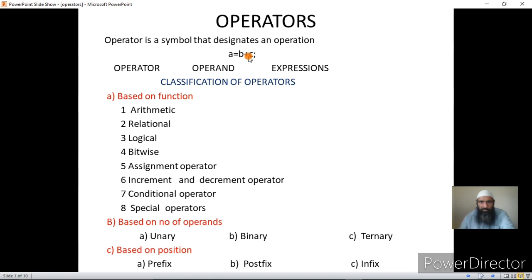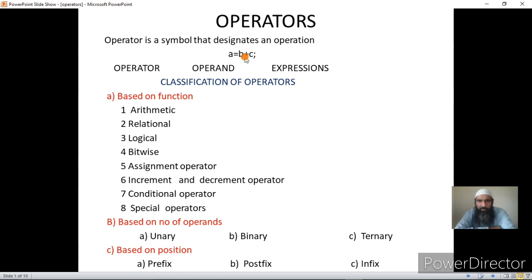Therefore, B and C are called operands, and the combination of operators and operands according to the rules of syntax is called the expression. Therefore, B plus C is an expression, and we have operands as B and C and the operator as plus. So, operator is a symbol that designates an operation.